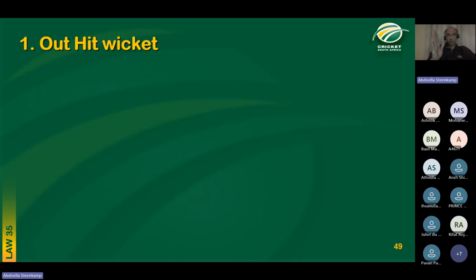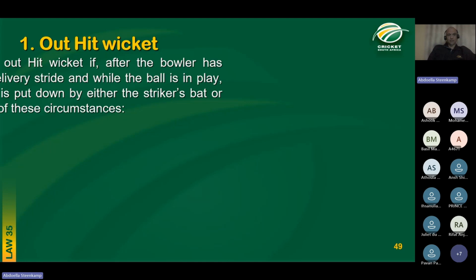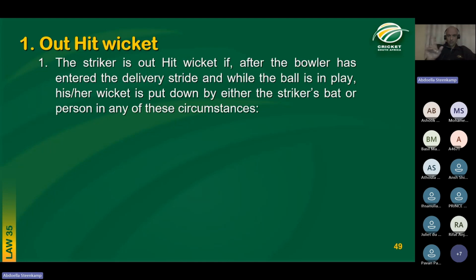But let's start with when that window period opens for hit wicket. It opens only after the bowler has entered his or her delivery stride. That's when the window period for hit wicket opens. And after the bowler has entered the delivery stride, if the striker then puts the wicket down, now he or she is eligible to be given out hit wicket. So we have just mentioned it opens when that back foot lands.